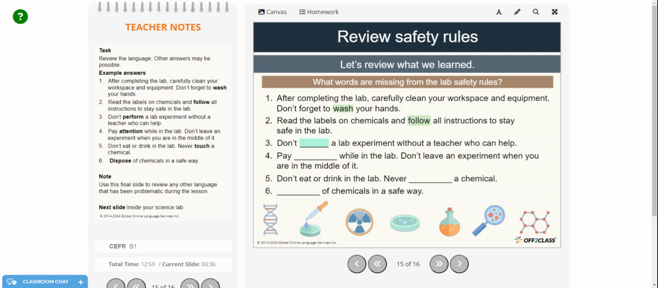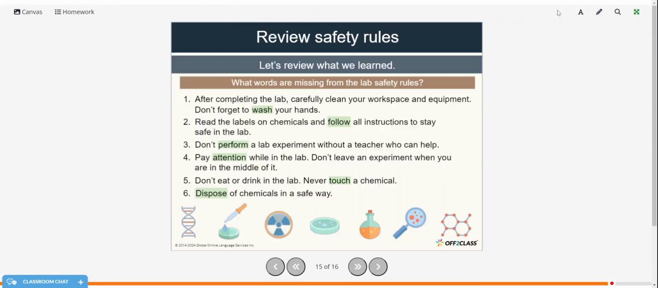Don't perform a lab experiment without a teacher who can help you. Pay attention while in the lab. Don't leave an experiment when you're in the middle of it. Don't eat or drink in the lab. Never touch a chemical. And dispose of chemicals in a safe way.